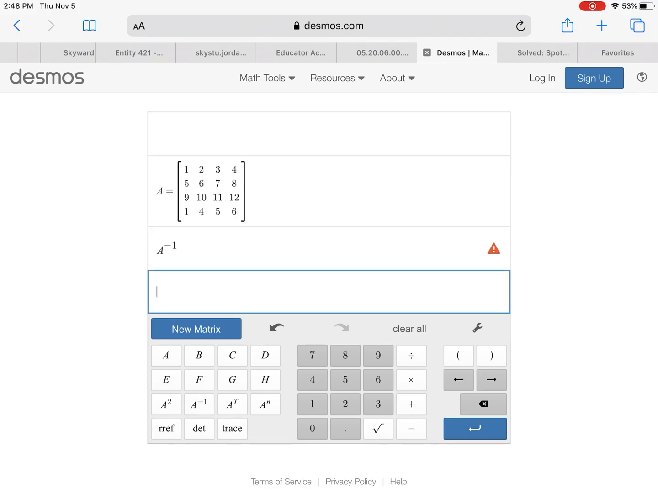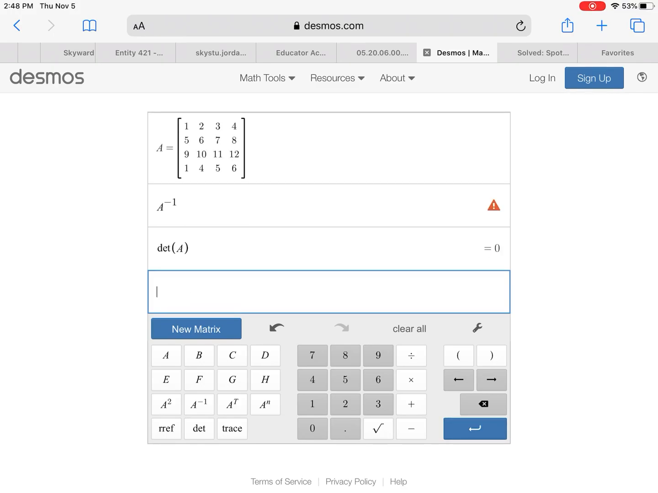Hit enter. And it's giving me an error. I wonder why. Anyway, that's how you do it. You could probably figure out the determinant of the same thing. Ah, that's why. It's bringing back a determinant of 0. Therefore, it's not invertible.